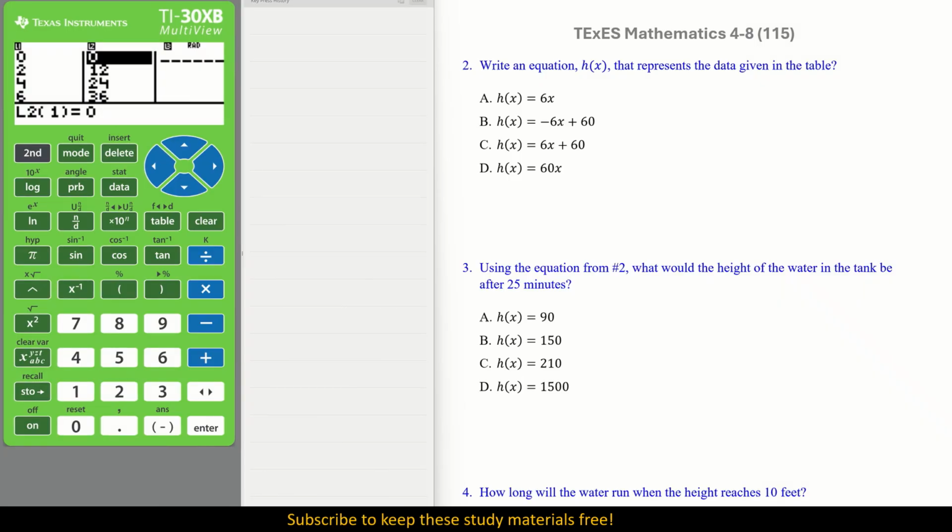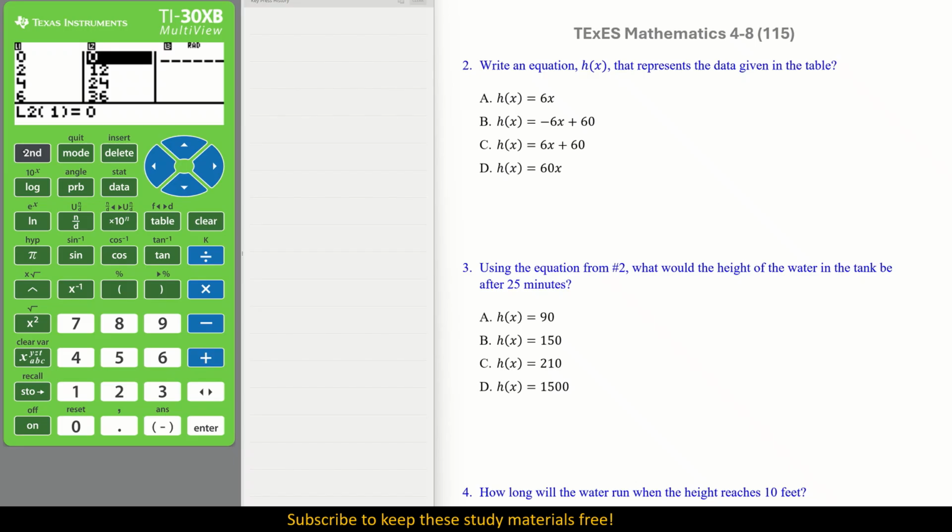Number 2, write an equation h of x that represents the data given in the table. Okay, well, that's why I wanted to go ahead and type it in. So we have our table typed in and we're good to go. But how do we create the equation? Not a problem. All you need to do, you have everything typed in. If you didn't, stop the video and put it in your calculator.